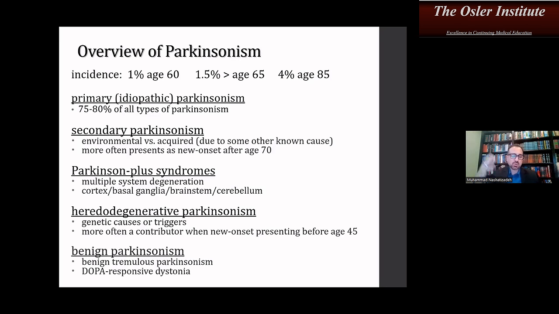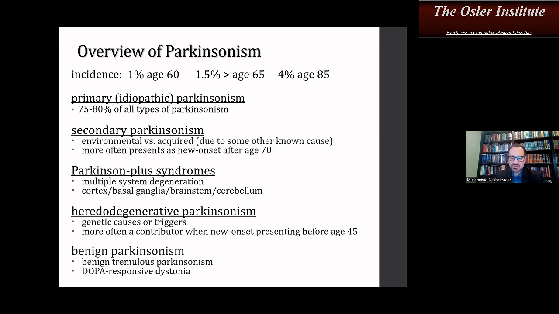These could involve the higher level cortex, other structures in the basal ganglia, other brainstem nuclei or connections, and even cerebellar fibers and pathways. Heredodegenerative Parkinsonism is another group of Parkinsonian conditions. Sometimes people who present with idiopathic Parkinson's disease can have genetic risk factors, causes, or triggers.